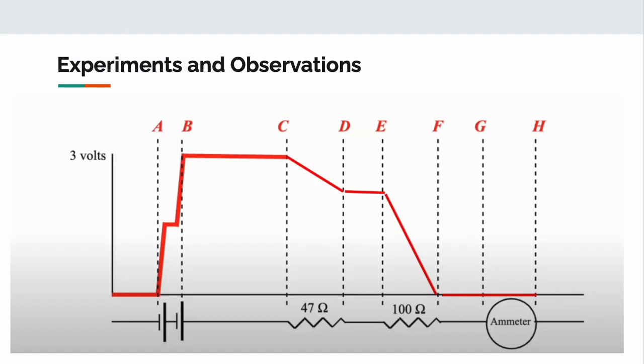In this next slide, you can see a graph of potential difference versus the position in the circuit. As you can see, at each point where there's a battery, potential difference increases, and each time there's a resistor, it decreases, with the slope of the 100 ohm resistor being a lot steeper than that of the 47 ohm one.